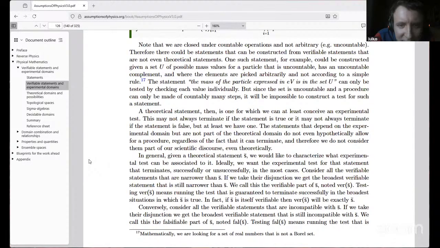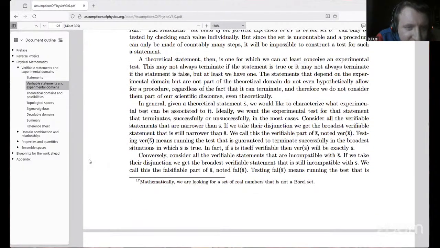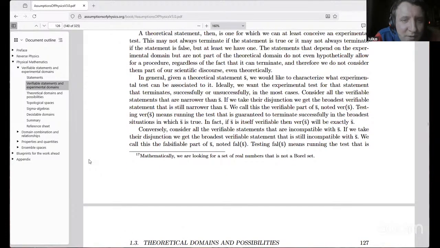The statements that depend on the experimental domain, but are not part of the theoretical domain, do not even hypothetically allow for a procedure, regardless of the fact that it can terminate, and therefore we do not consider them part of our scientific discourse, even theoretically. In general, given a theoretical statement S bar, we would like to characterize what experimental test can be associated to it. Ideally, we want the experimental test for that statement that terminates successfully or unsuccessfully in the most cases.